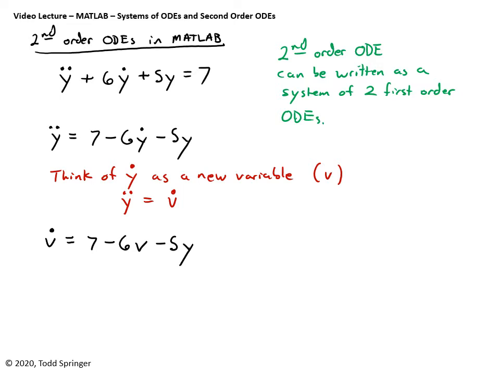So now it looks like there's two variables, v and y. So I need two ODEs. There's one, and the other one is just the definition of v, right? y dot is equal to v. So this is a system of two ODEs for v of t and y of t. Of course, v and y are related by the second equation here, but I've converted my single second order ODE into a system of two first order ODEs for v and y.